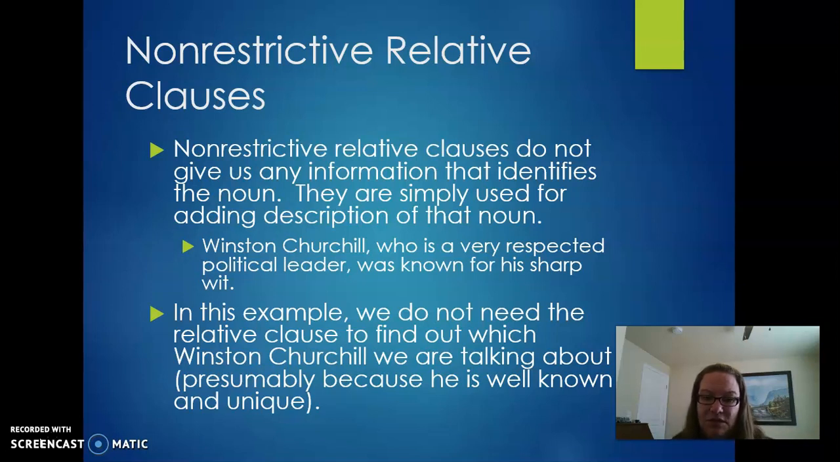So in this example, we don't need the relative clause to know who we're talking about. If I leave that out and just say Winston Churchill was known for his sharp wit, we have the same meaning in the sentence. Adding the information about him, who is a very respected political leader, doesn't actually tell us more about him because we'd already narrowed in on which Winston Churchill, or what noun, we were talking about.